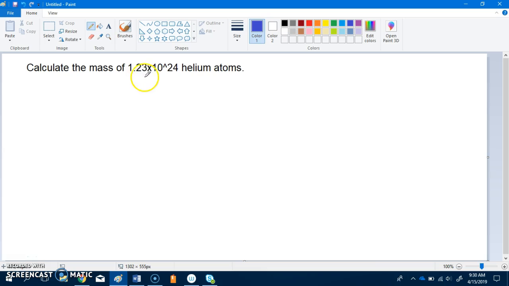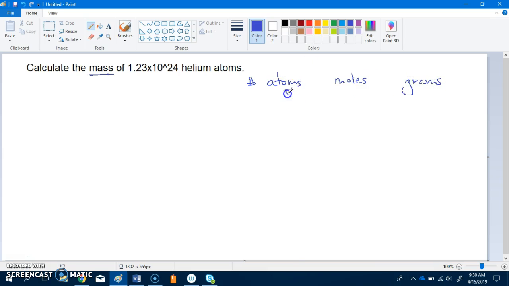So the question is, you have 1.23 times 10 to the 24 helium atoms. What is the mass of that many atoms? I find that I'm using this graphic a lot. Number of atoms, and then moles, and then to grams, always in that order.